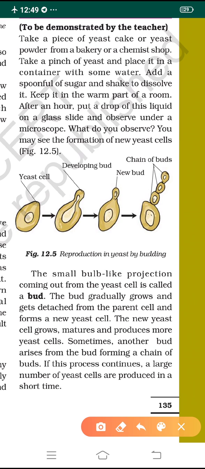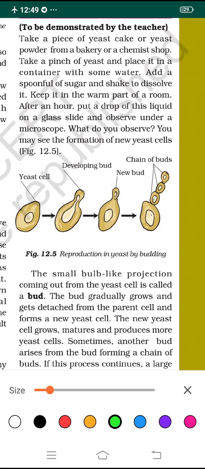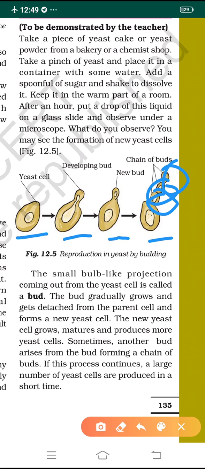What do we observe? You will see the formation of new yeast cells. New yeast cells are formed, which we can observe here. Now let us look at figure 12.5. This is reproduction in yeast by budding.